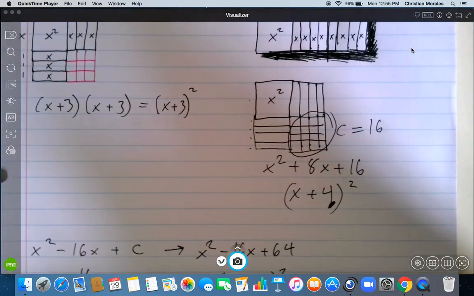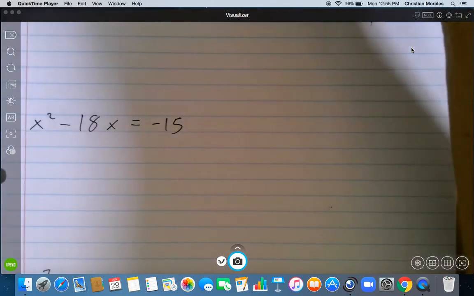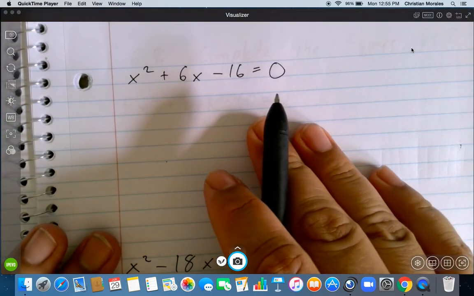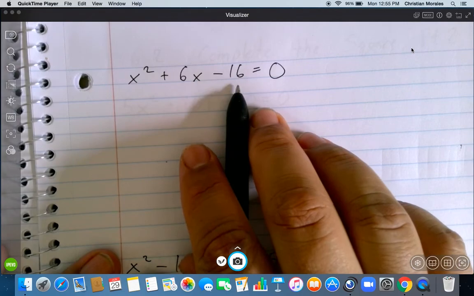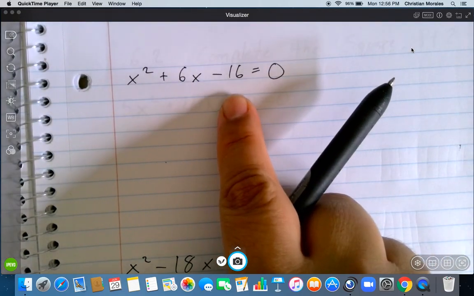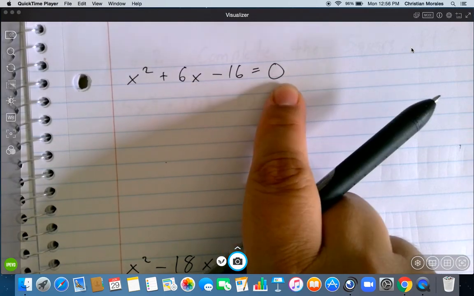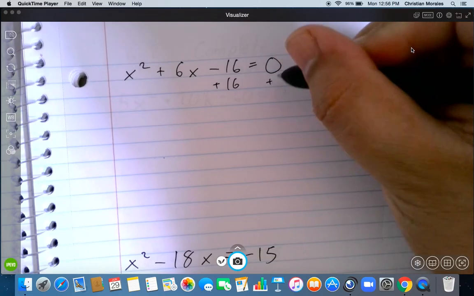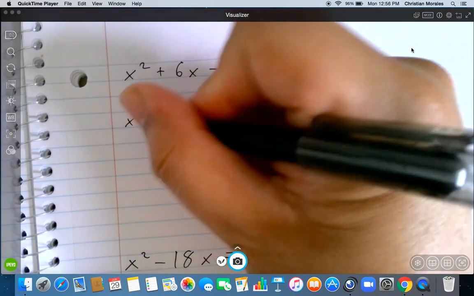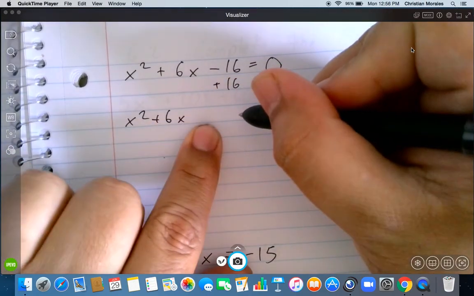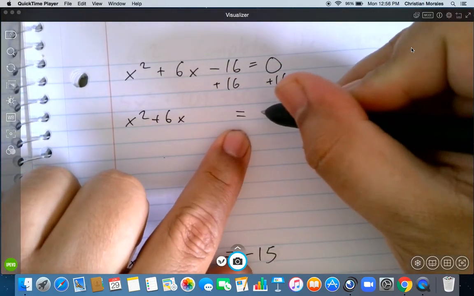Okay. Now, if you're going to solve an equation by completing the square, the c that you need is not there. Like this number is not going to help you solve it. So what you do is you get rid of this. We move it to the other side. So now you have x squared plus 6x, nothing over here, equals 16.